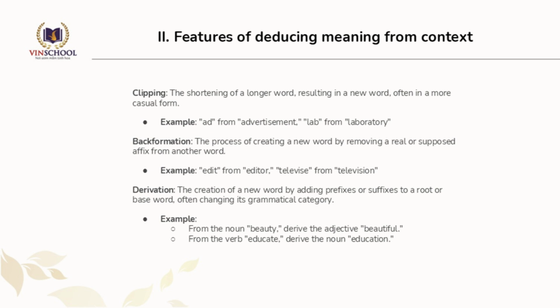11. Derivation is the creation of a new word by adding prefixes or suffixes to a root or base word, often changing its grammatical category. For instance, from the noun beauty derive the adjective beautiful. From the verb educate, derive the noun education.